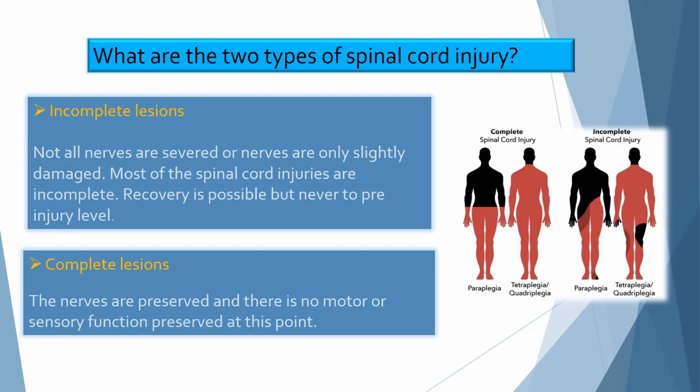What are the two types of spinal cord injury? Incomplete lesions. Not all nerves are severed or nerves are only slightly damaged. Most of the spinal cord injuries are incomplete. Recovery is possible but never to pre-injury level. Complete lesions. The nerves are preserved and there is no motor or sensory function preserved at this point.